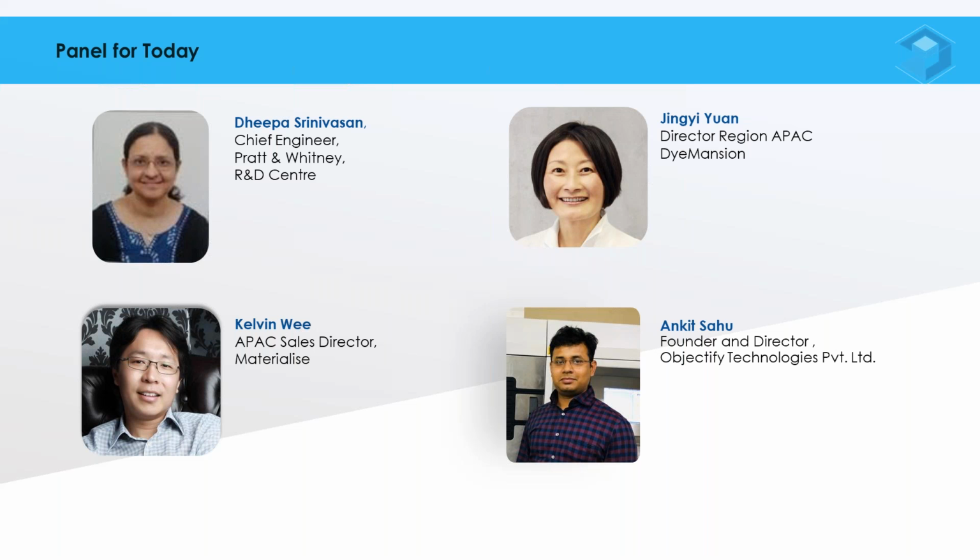Dimension is one of the companies who deals with the post processing of the polymer components and deals with post finishing and dyeing activity of the same. And we have Mr. Kelvin V from Materialise, who is the Asia Pacific director for Materialise, and he has vast experience on the topic of additive manufacturing, and he has dealt with a lot of customers in this region.